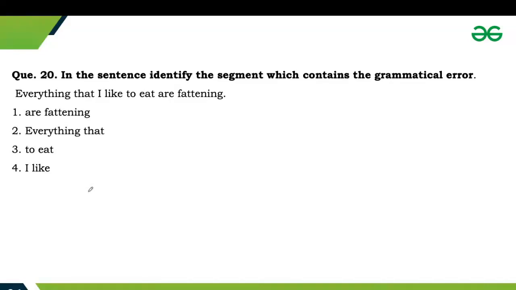So basically, in this sentence we are saying everything that I like to eat. Okay, so everything I like to eat is referring to all food. And we know the term everything is used as a single entity, so it always takes a singular verb, because it is considered a singular pronoun. So are should be replaced by is. Okay, so the error was in part A, so it should be is fattening. So everything that I like to eat is fattening.